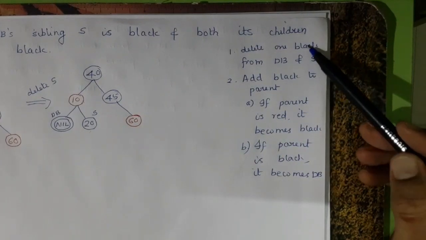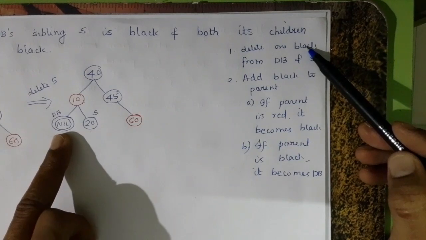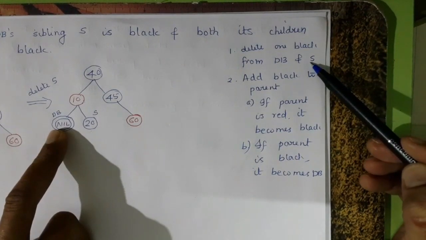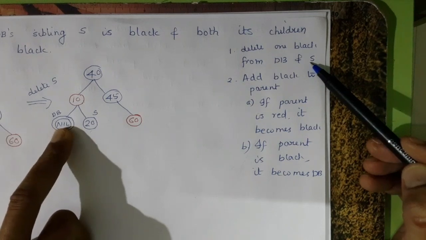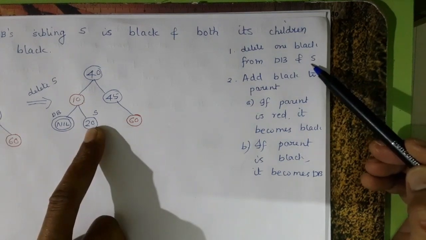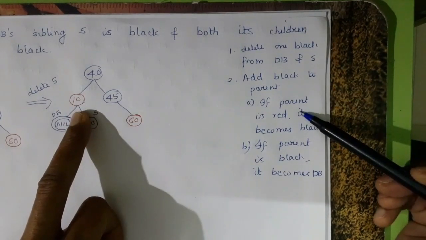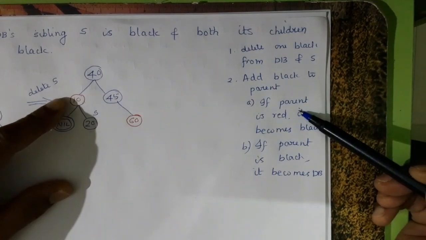These are the steps. Delete one black from double black. Here nil is the double black and S is the sibling. When you delete one black from this one, this becomes single black. And when you delete black from this node, it becomes red node. Then add black to the parent. Here parent is a red node. So there are two conditions. Parent may be red or black.